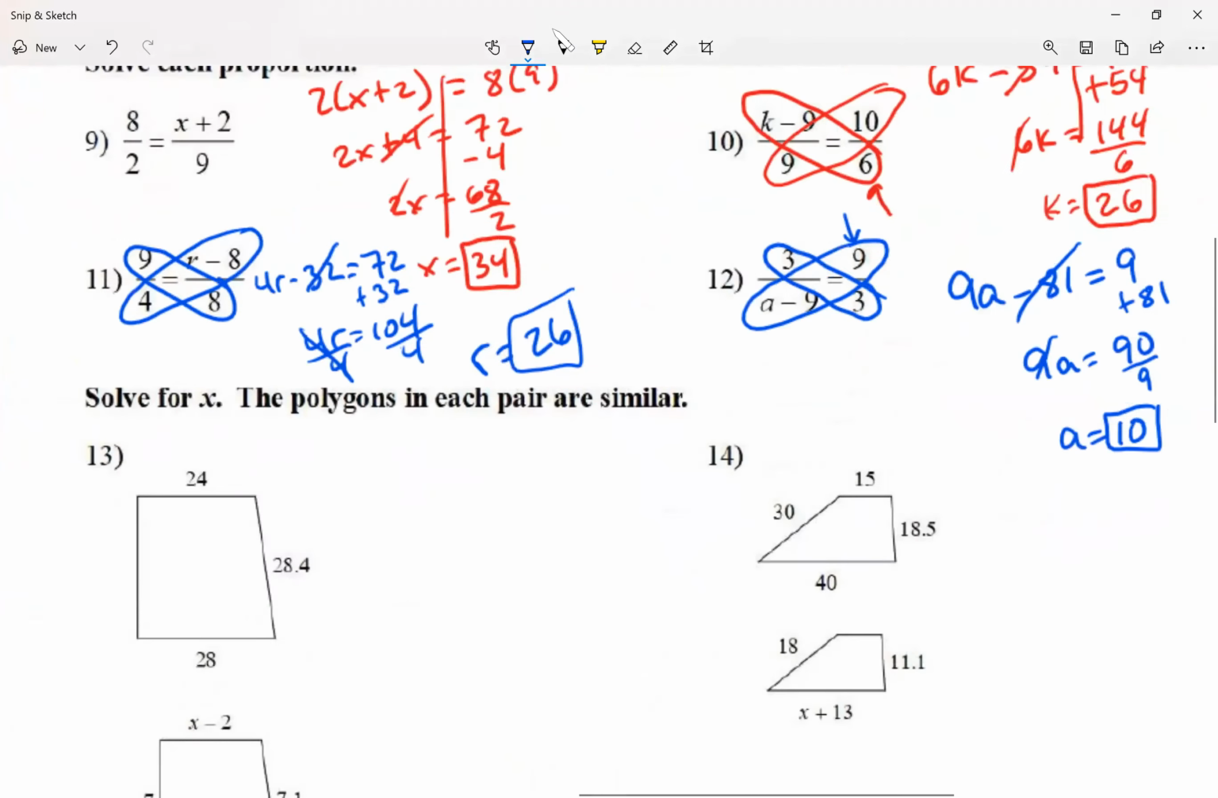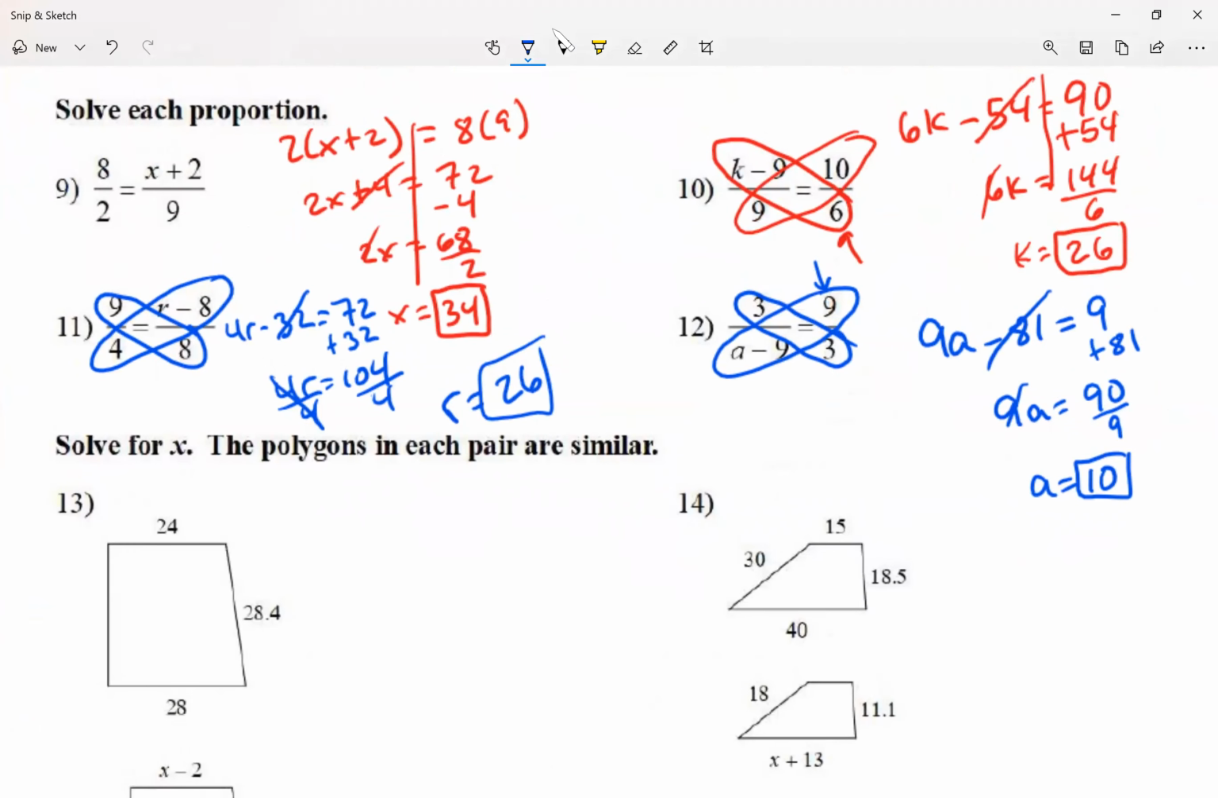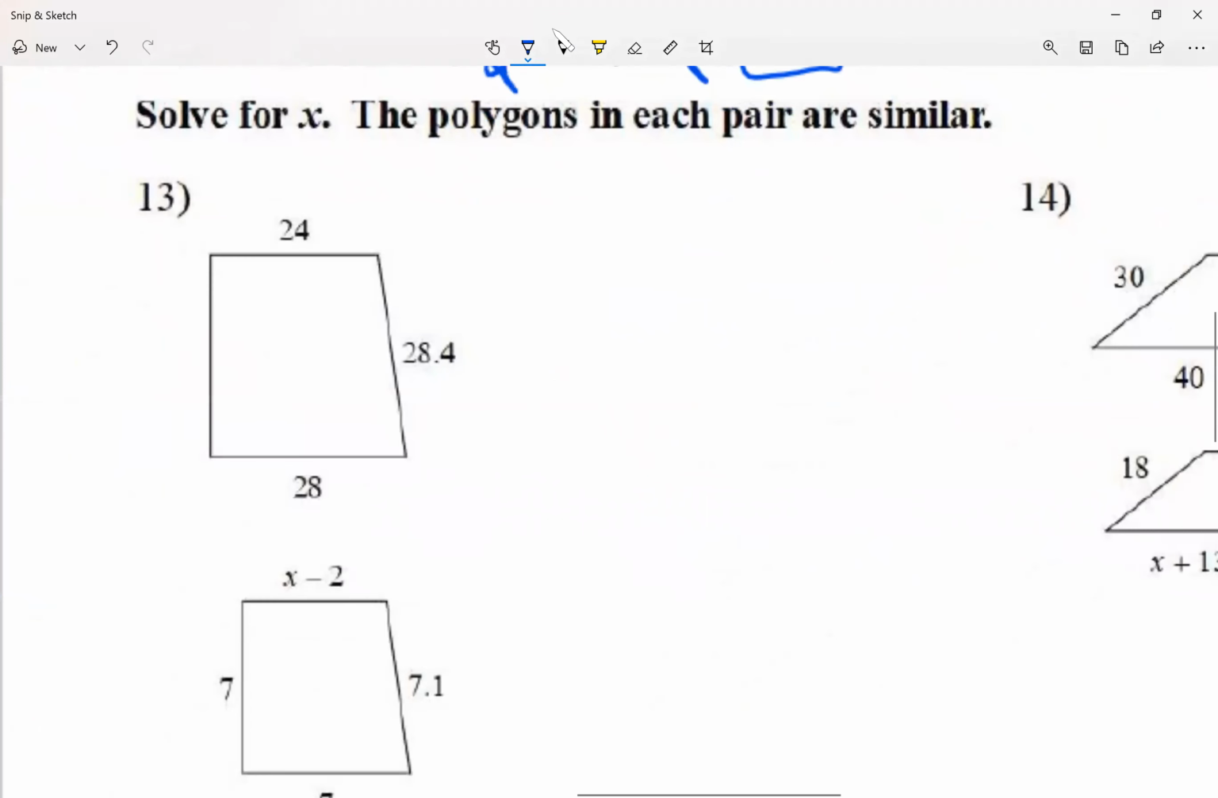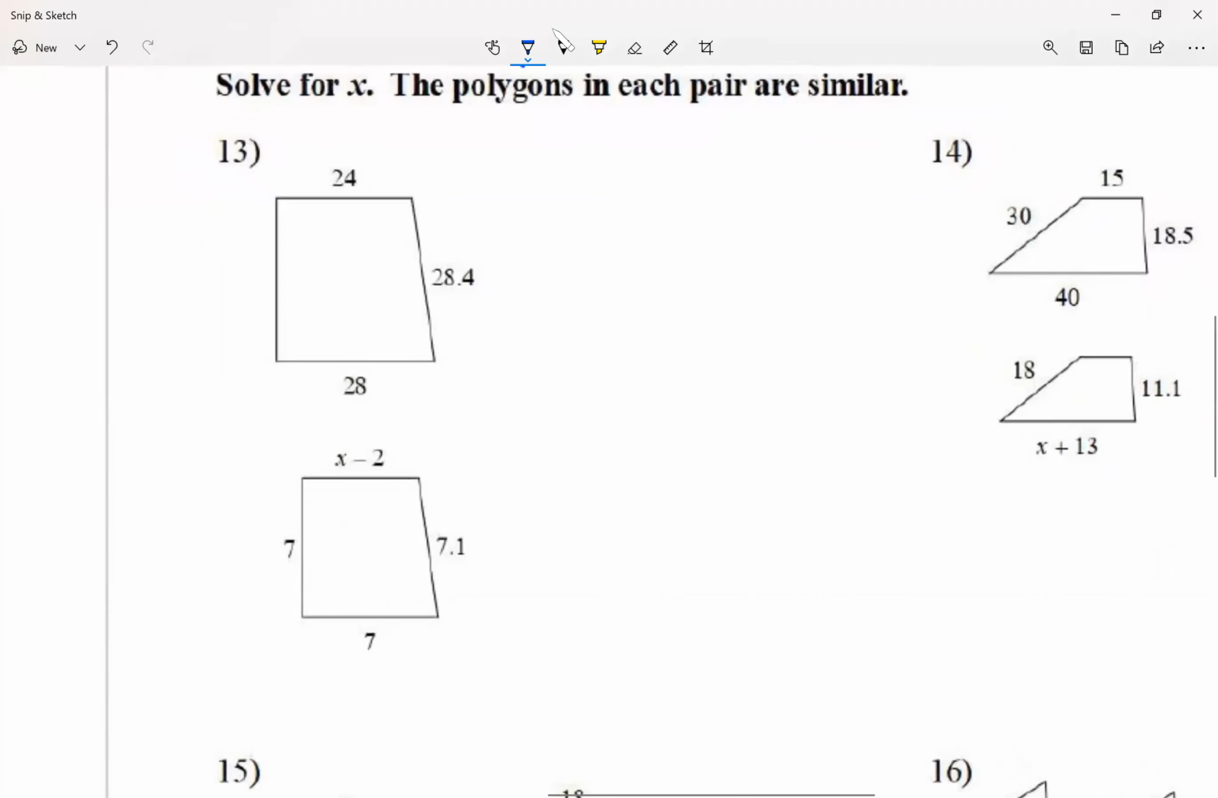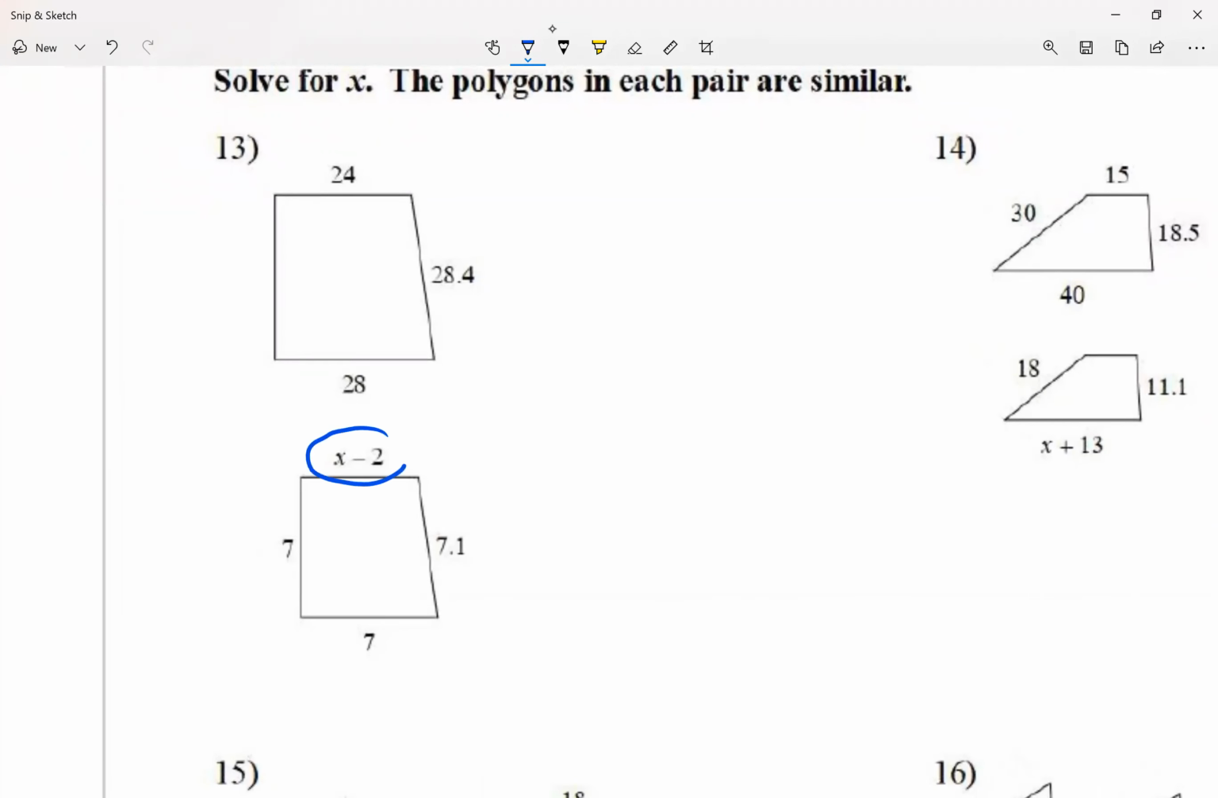Now we're going to use this idea for proportions. The one idea that we just used right now was a quick review of an algebra idea. We're going to use this to be able to solve for questions 13 through 16. Now here it says solve for x. The polygons in each pair are similar. Because the polygons are similar, I can do proportional parts. Okay, so here, I have to use the x minus 2 for sure. I'm going to use two values. So x minus 2 goes with 24, so that's great.